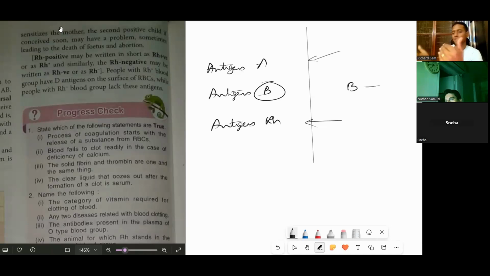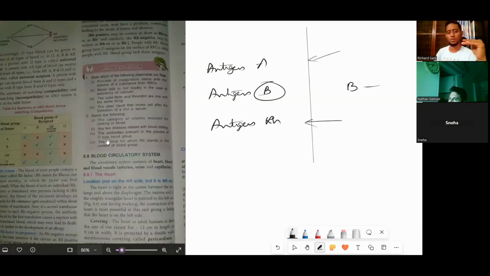But suppose the blood gets transferred, then it sensitizes the mother and the first child will be born normal. But if the second child who is born is positive, then sometimes there will be a problem which could even lead to the death of the child or even the mother.